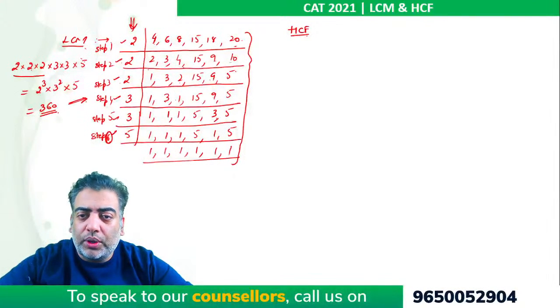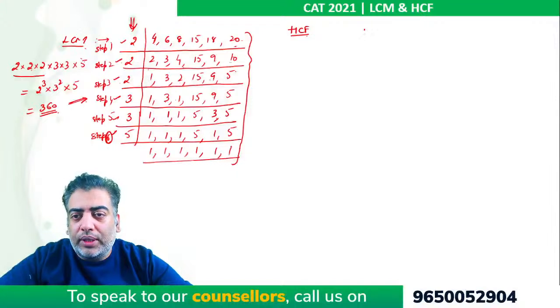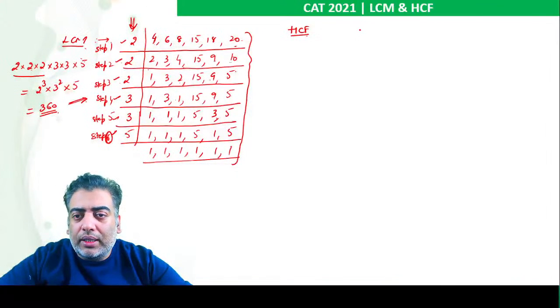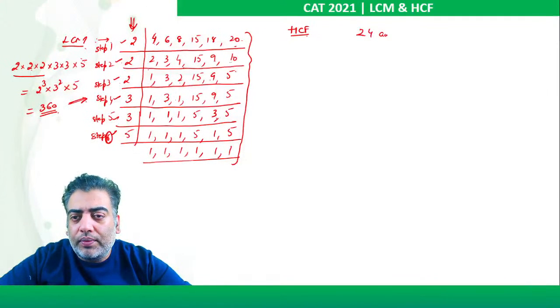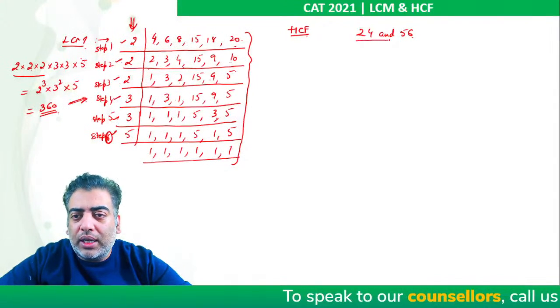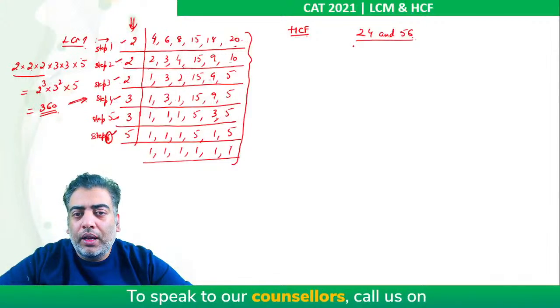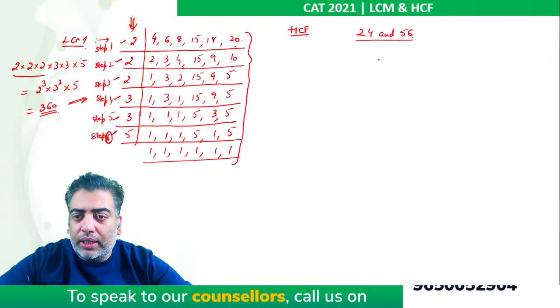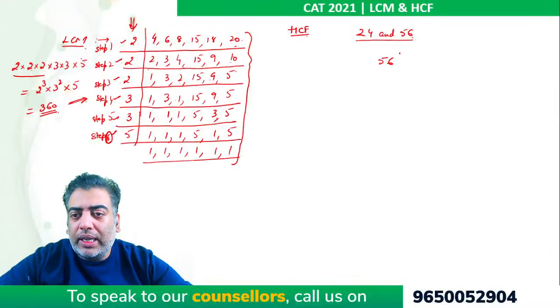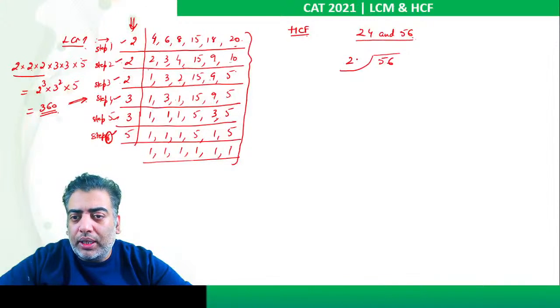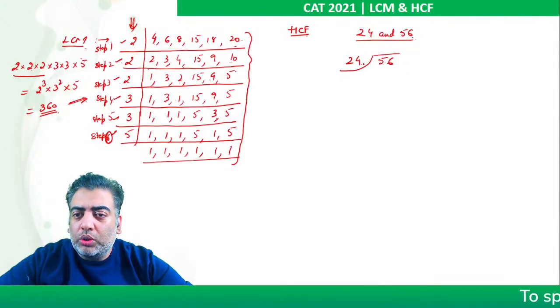Okay, so let's move on to HCF. So let's say if we are given two numbers like 24 and 56 and we are required to find HCF of these two numbers. So the method that we learned in school, we will keep the larger number as a dividend and the smaller number as a divisor. So we will divide it.